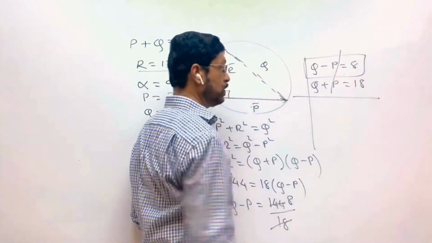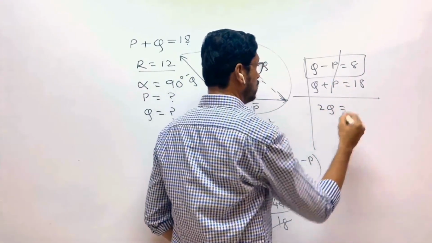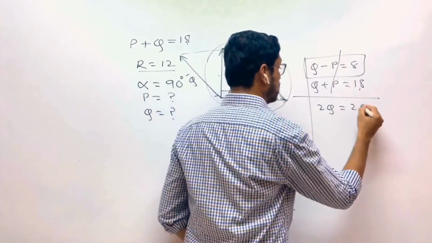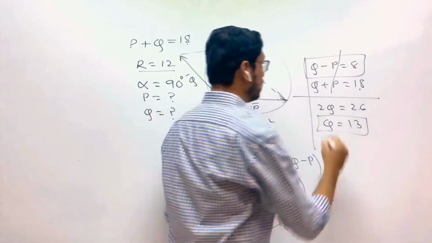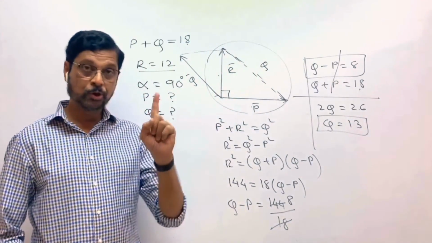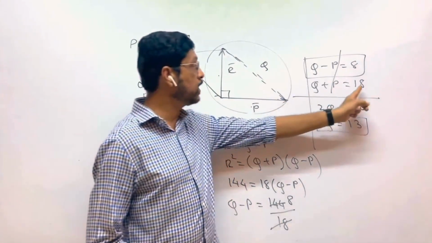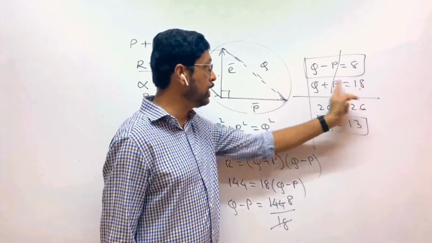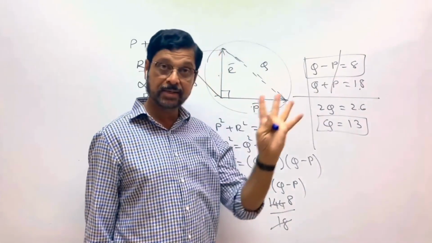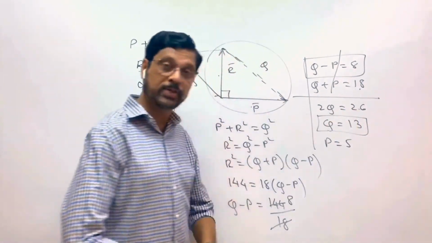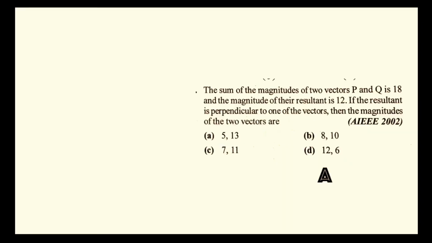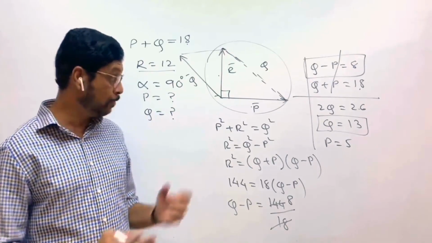So minus P plus P gets cancelled. 2Q is equal to 18 plus 8, that is 26. So Q is equal to 26 upon 2, that is 13. So Q is 13 and their addition is 18. So P will be 18 minus 13, that is 5. So P is equal to 5 and Q is equal to 13. Which one is it? It is option A, 5, 13. A is your answer. Have a look at it.